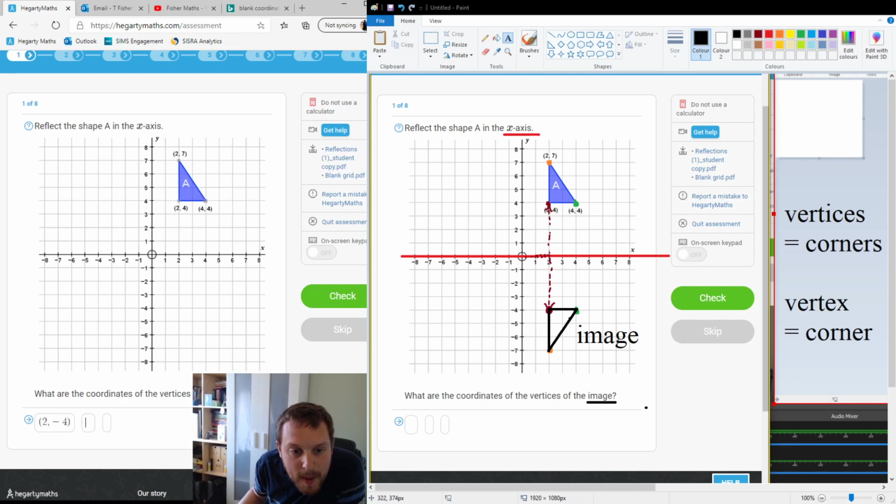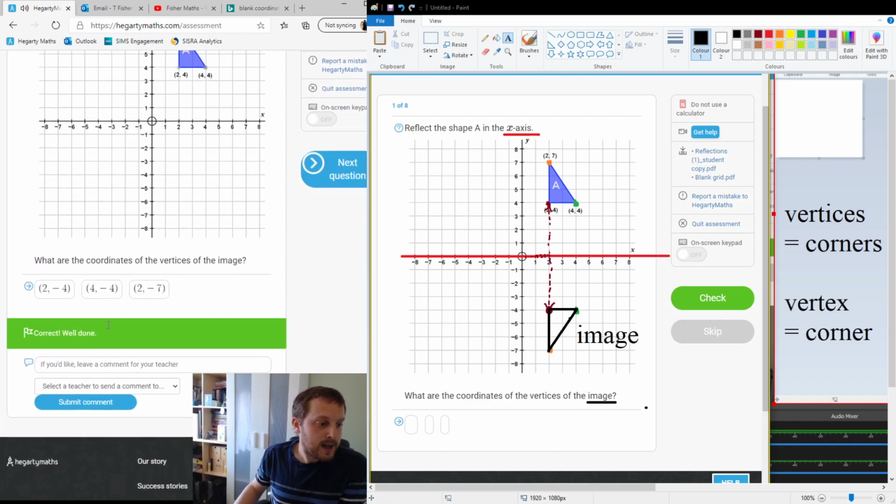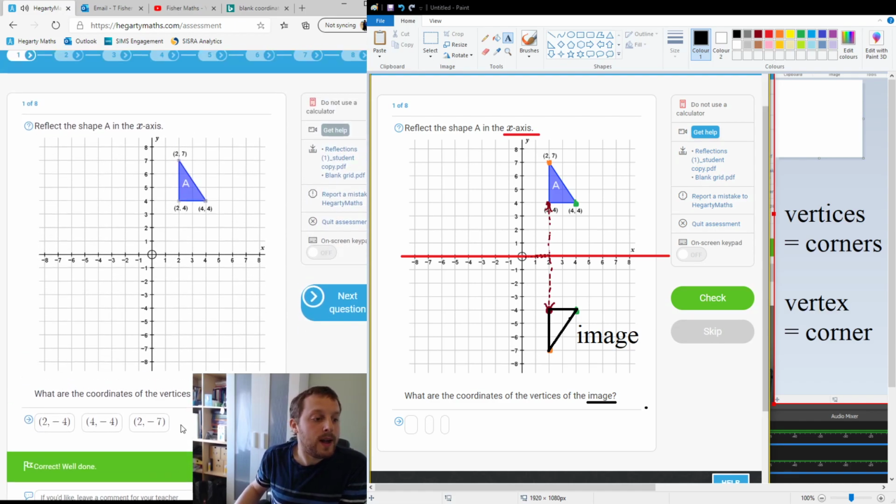Now we've also got, remember, 4 along and 4 down. We always go along first. So 4 along and 4 down. So that's (4, -4). And then finally, 2 along and 7 down. Now it shouldn't matter what order I type these in. You can do them in any order, and then it's correct. So that's that one done. So let's press next question, and we'll go through that one as well.